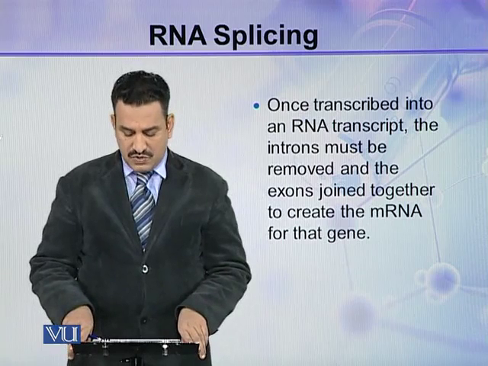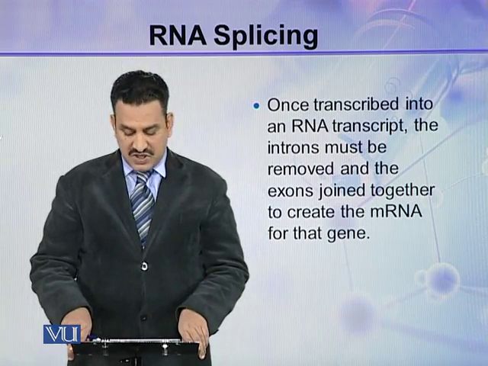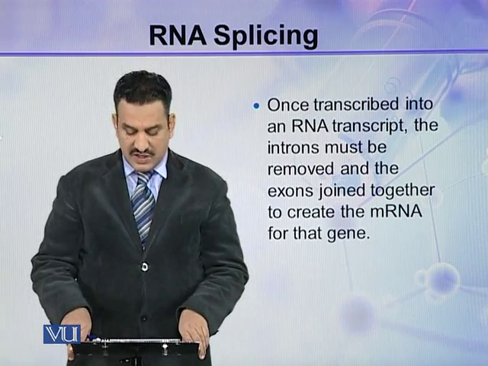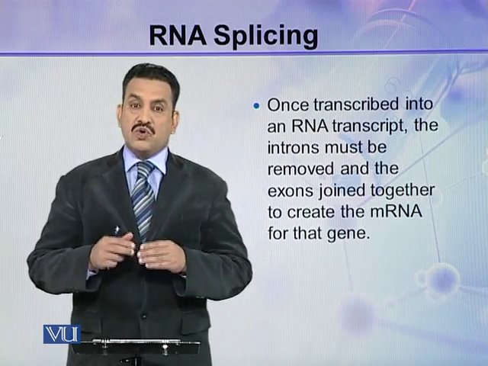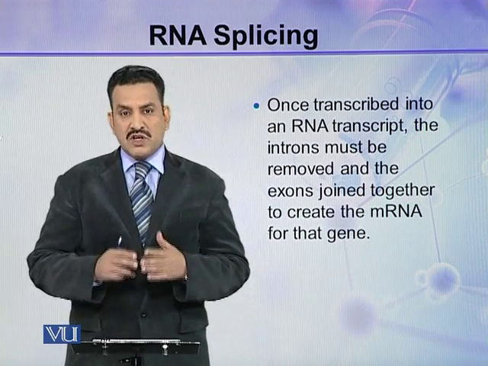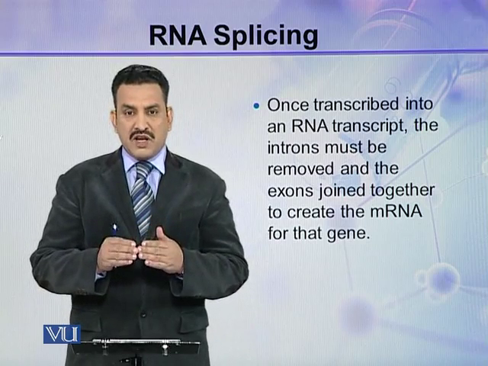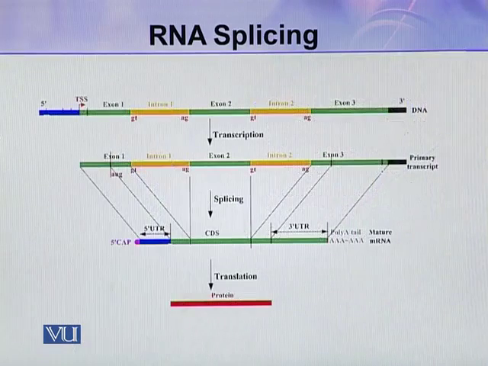Once transcribed into an RNA transcript, the introns must be removed and the exons must be joined together to create the correct mRNA of that gene. Correct means the mRNA with the correct amino acid sequence in the protein. So you can see the structure of a eukaryotic gene.